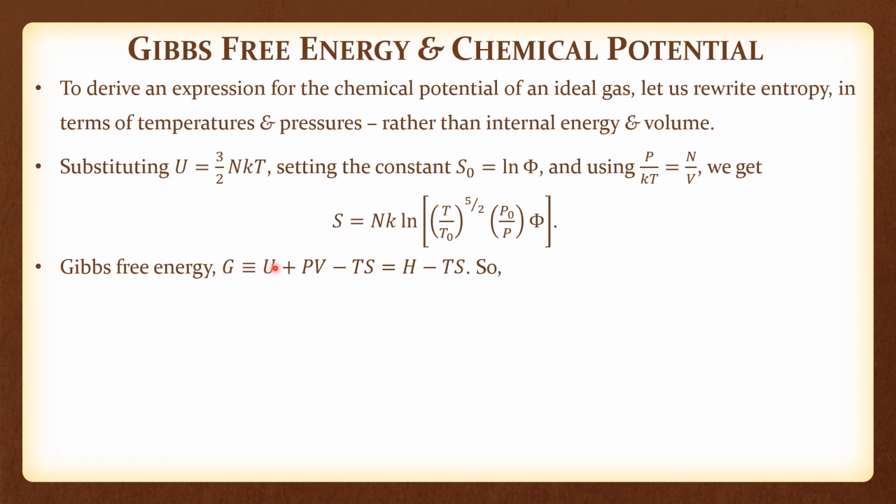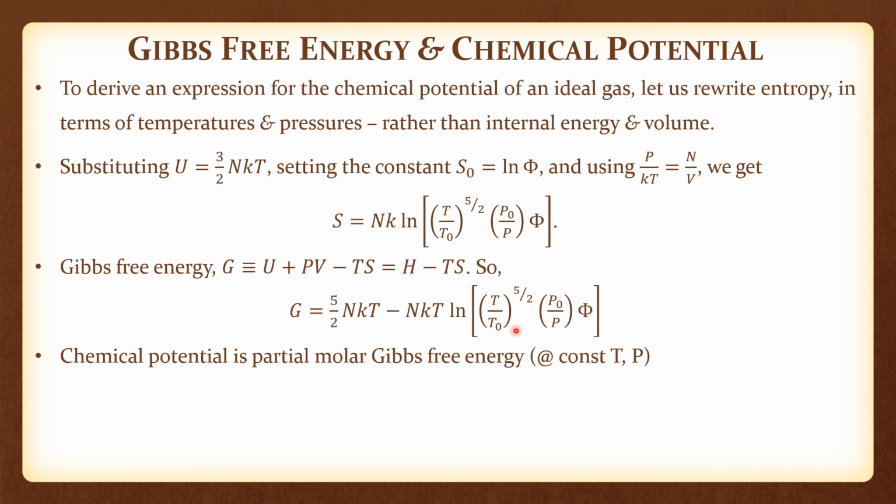Now G is U plus PV minus TS, or H minus TS. So therefore, we have to look at U plus PV, which is enthalpy, which for a monatomic ideal gas is 5 by 2 nkT. All of this is for a monatomic ideal gas so far. And then minus T into S. So the T is here, so minus nkT into ln of this term.